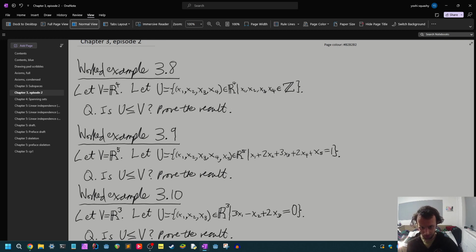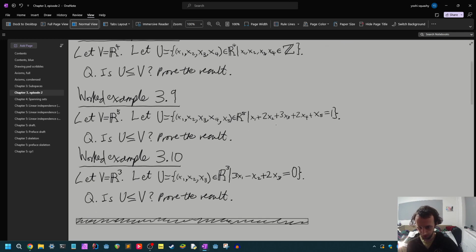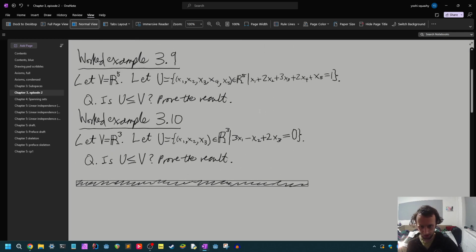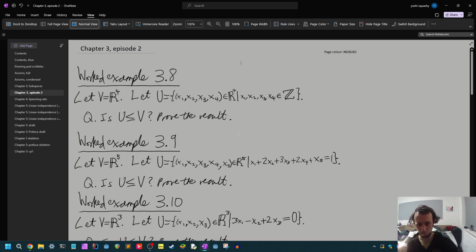This one you've got x1, x2, x3, x4 of the set of R^4, where all of the coordinates are of the set of integers. This one, the equation is x1 plus 2x2 plus 3x3 plus 2x4 plus x5 equals 1, and this is in R^5. And this one, in R^3, we've got 3x1 minus x2 plus 2x3 equals 0. And I'll give you a few seconds to pause the video.